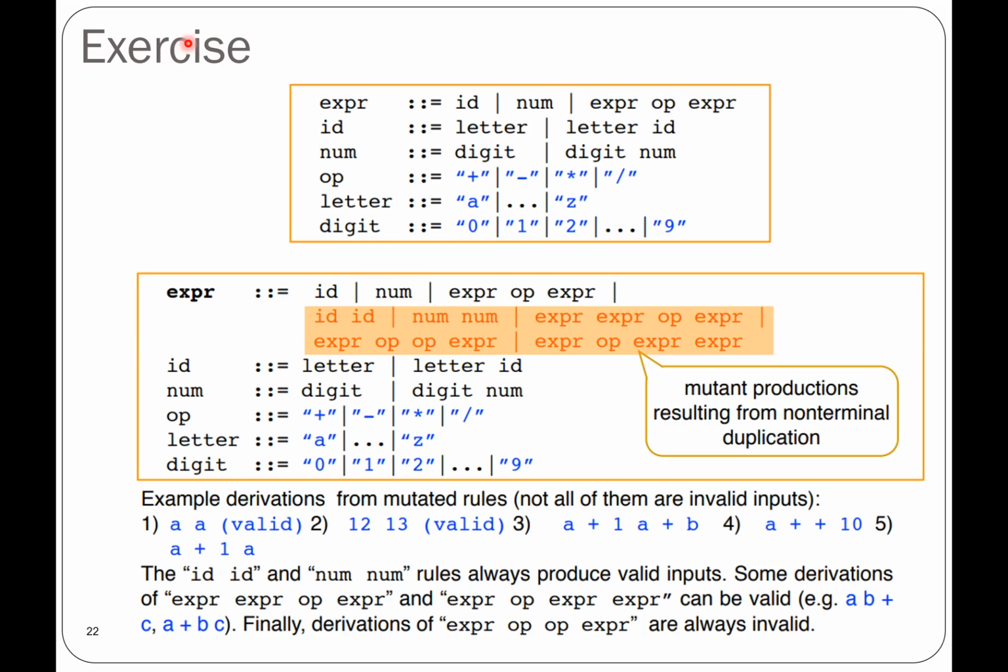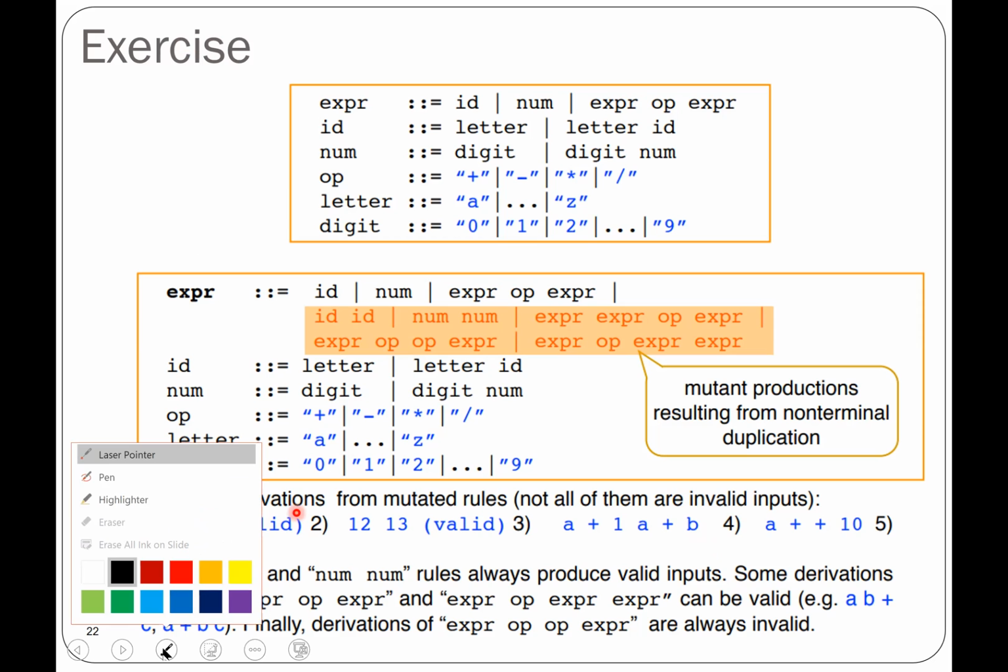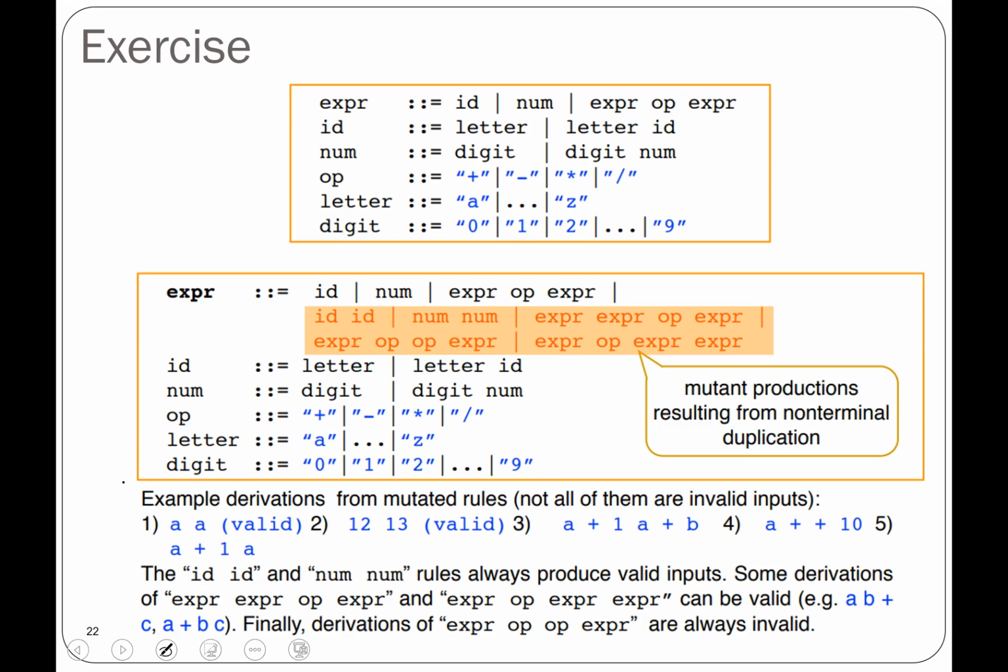So Abdurrahman is asking, why is AA valid? So AA, basically, Abdurrahman, is just two different expressions. This A is an ID, going up all the way up over here. And this A is a different expression for the same production rule. You get it now, Abdurrahman?